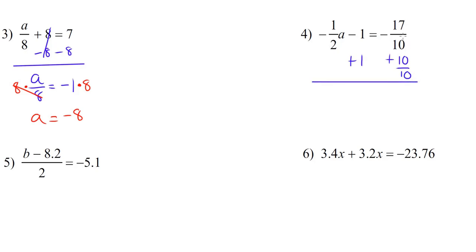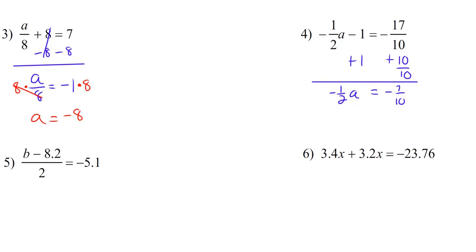So negative 17 over 10 plus 10 over 10, different sign, we're going to subtract and keep the sign of the bigger number. 17 minus 10 is 7, and this is negative. It's a larger fraction, so we're going to have negative 7/10. Now we have negative 1/2 a equals negative 7/10.